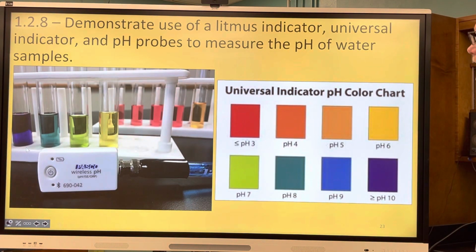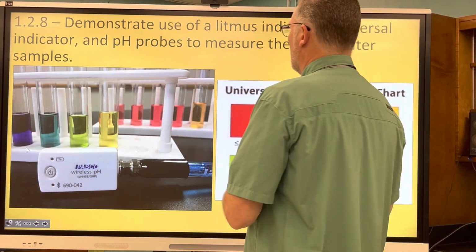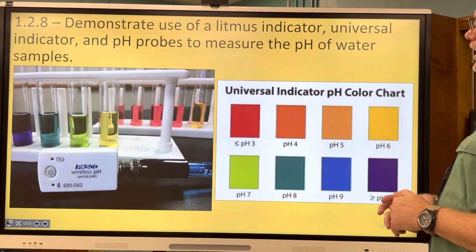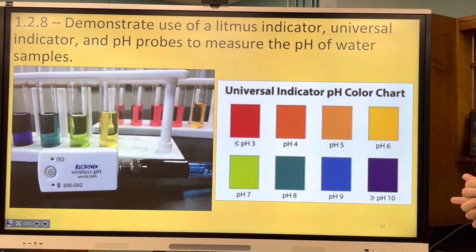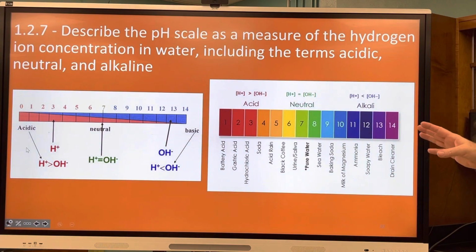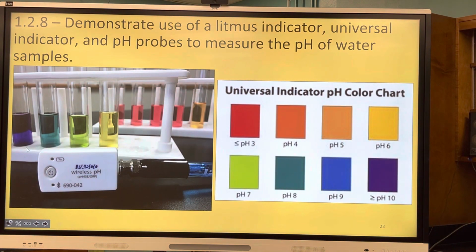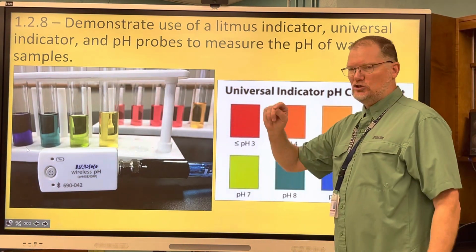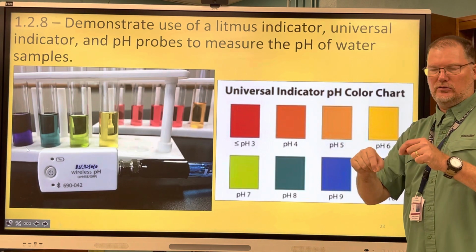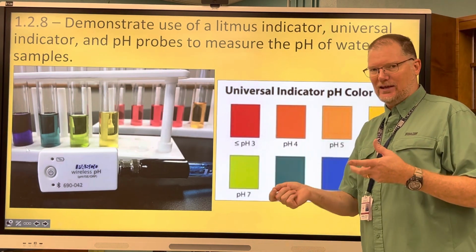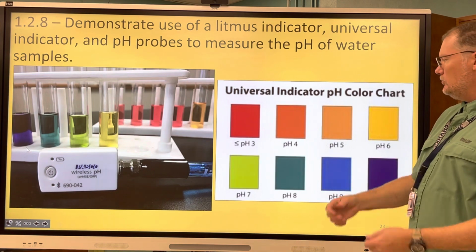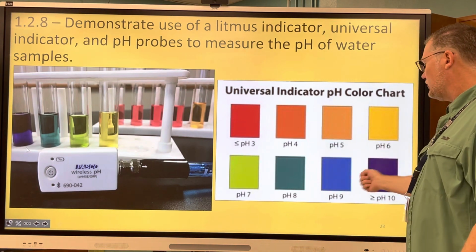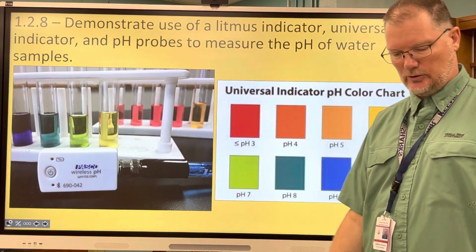All right. Demonstrate the use of litmus indicator. Same exact thing. We're going to be doing this with that. So both of these slides, we're going to be doing on that virtual lab, okay? And so you may have used litmus paper before. It changes color when you dip it into the water. Blue for base, red for acid. And there are different kinds. They turn different colors. It tells you approximately what pH the liquid is.